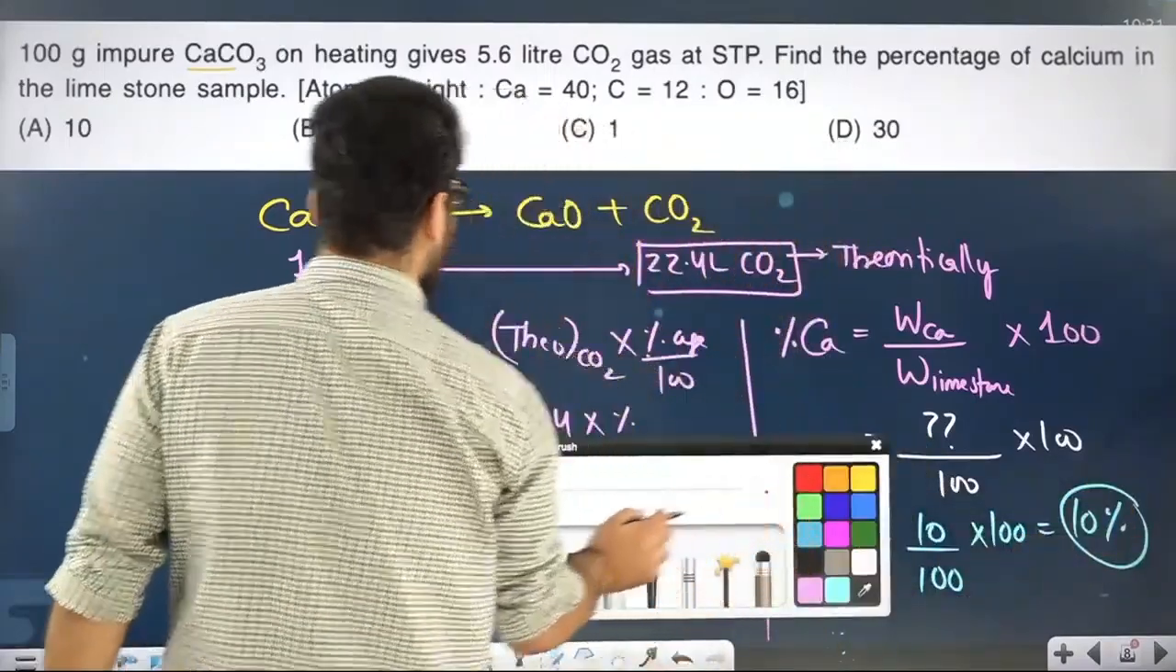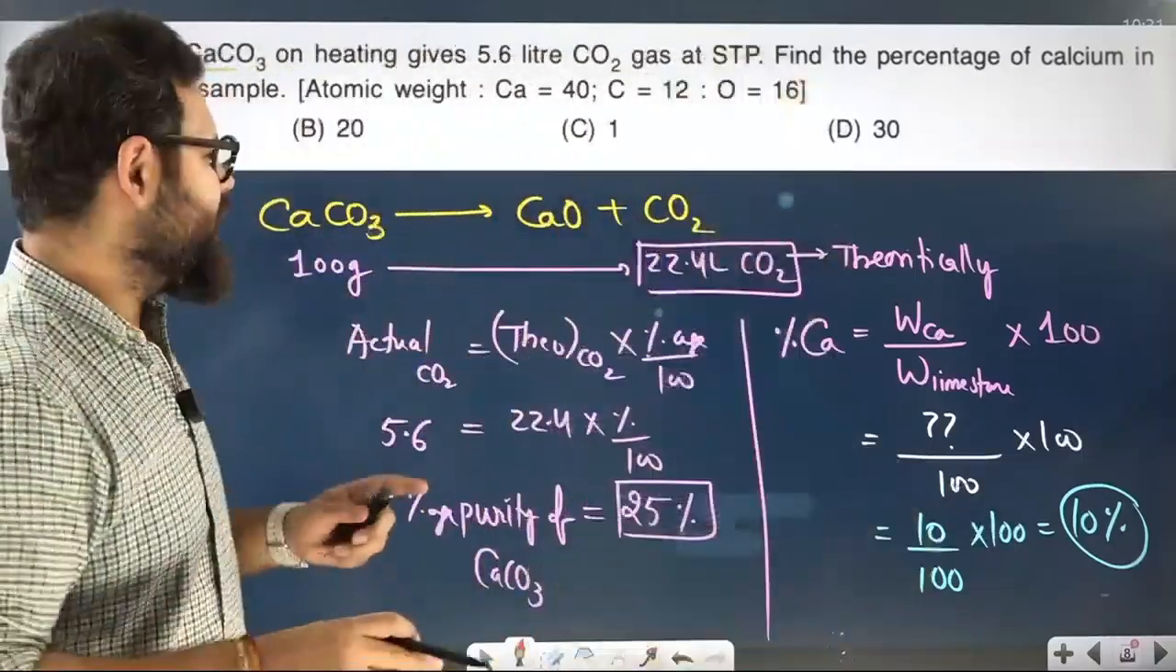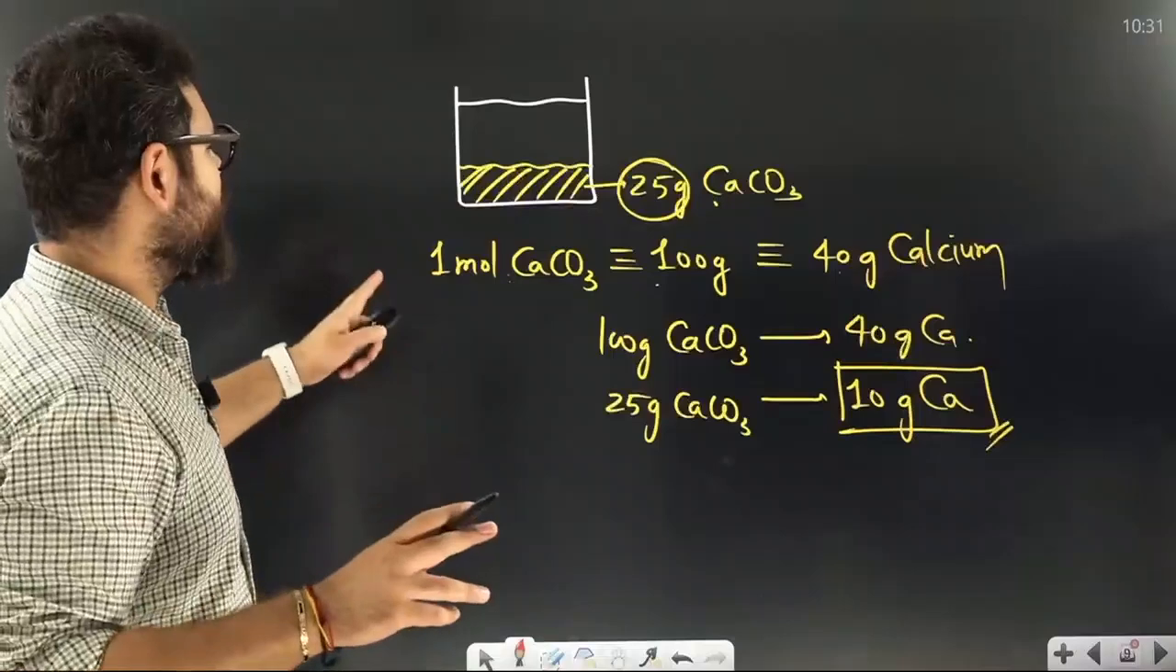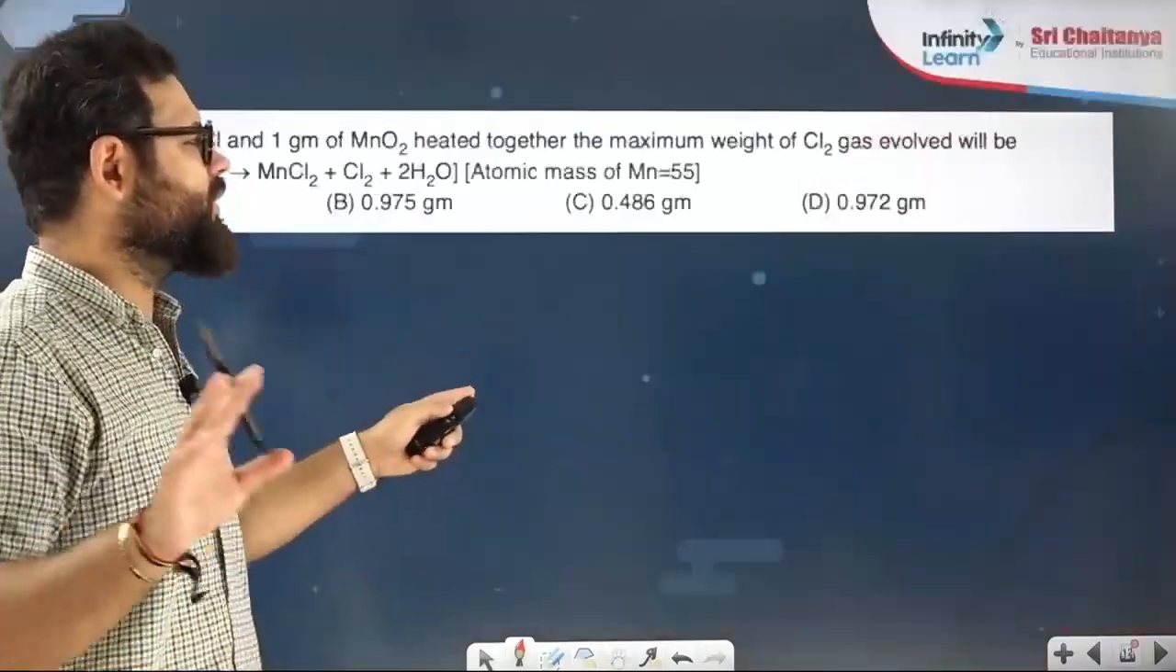So this became kind of a chocolate question where 2 things you had to do. Clear? Rest 4 questions are your homework. 1, 2, 3, 4. 4 questions are your homework.